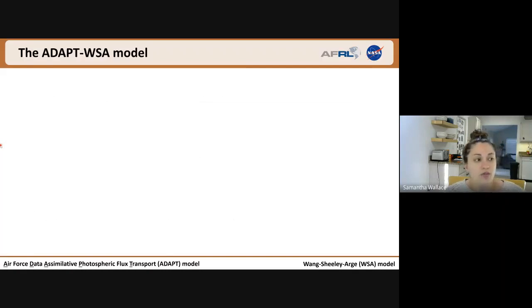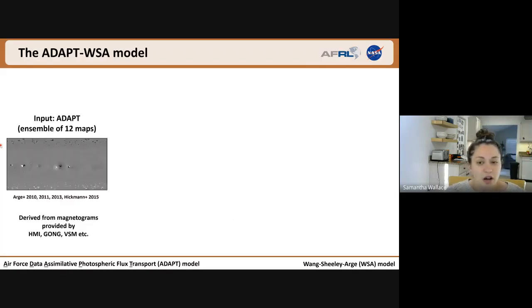So first, an overview of the models we are using. ADAPT is a model which produces photospheric field maps from magnetogram observations. Using ADAPT makes this approach more robust because ADAPT uses flux transport modeling to account for solar time-dependent phenomena. So we account for differential rotation, meridional flows. It also allows us to account for the lack of solar far side and polar magnetic field observations.